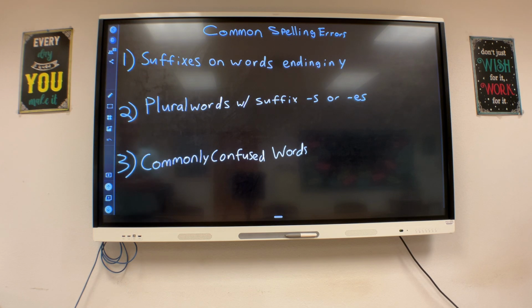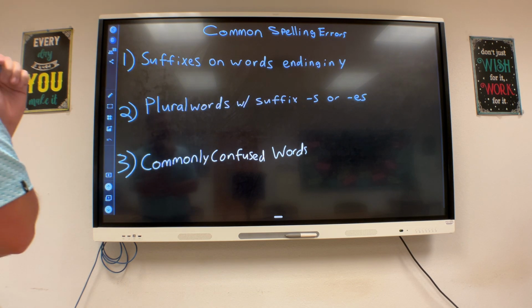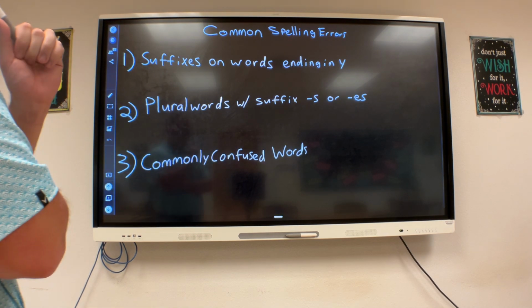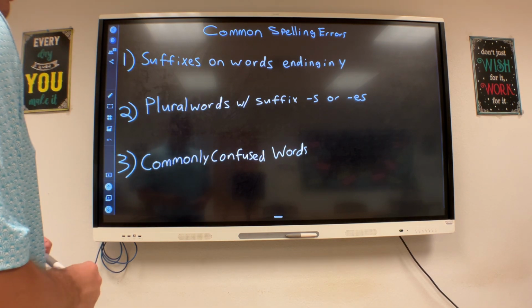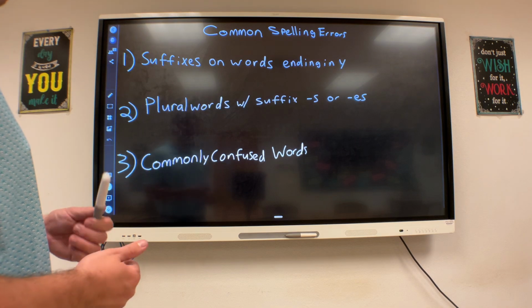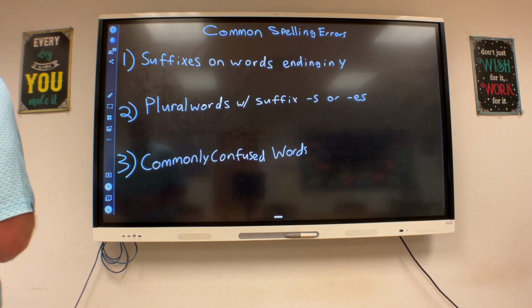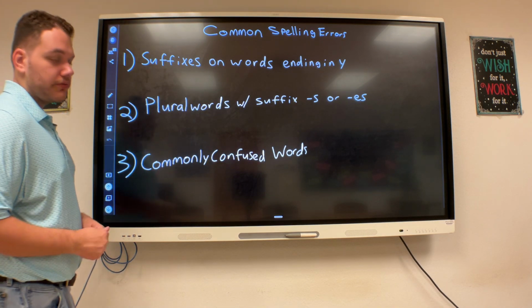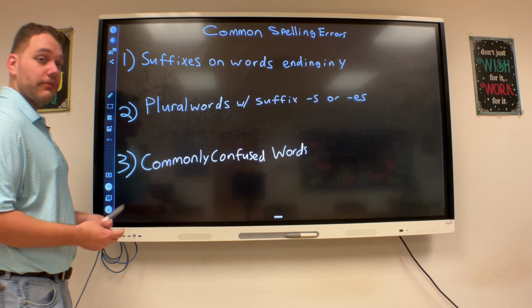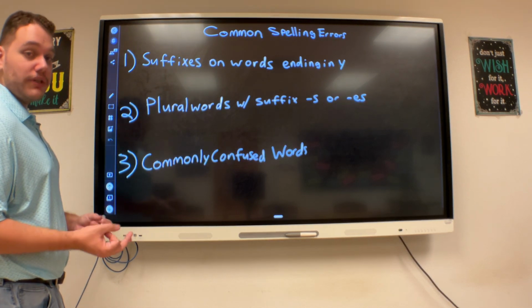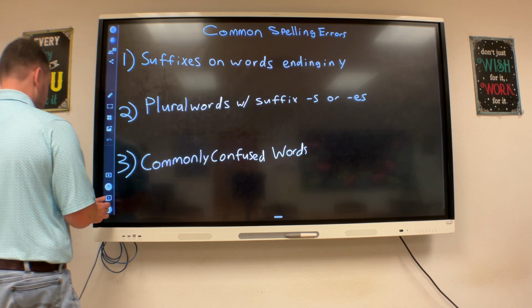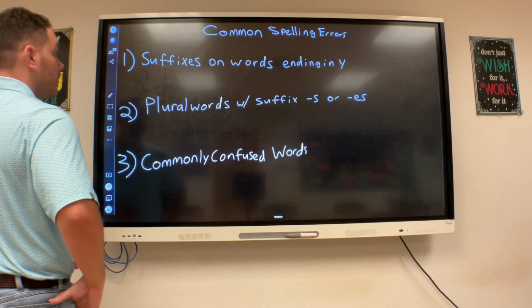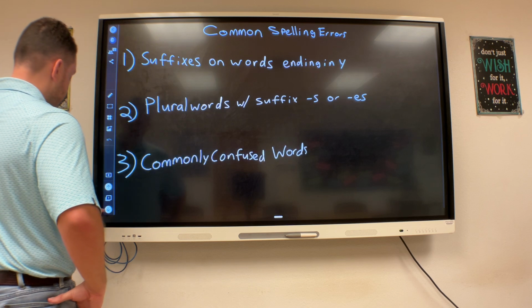There are pretty much three main topics we're gonna be looking at. The first one is putting suffixes on words ending in Y. The second one is plural words where we add the suffix S or ES. And then number three, we're going to look at commonly confused words, something like there, their, they're, and two. There are three different forms of the word two, so we're going to look at that as an example. We're going to go through these three, and hopefully it'll be a good refresher.